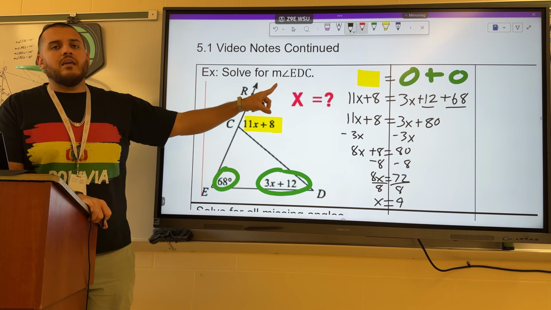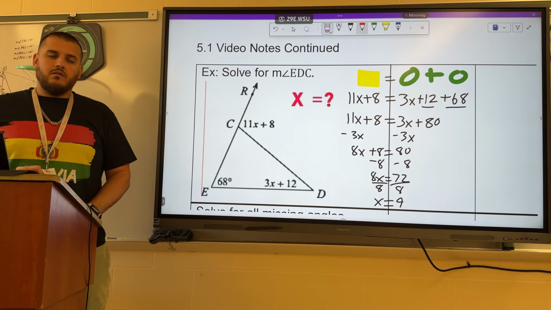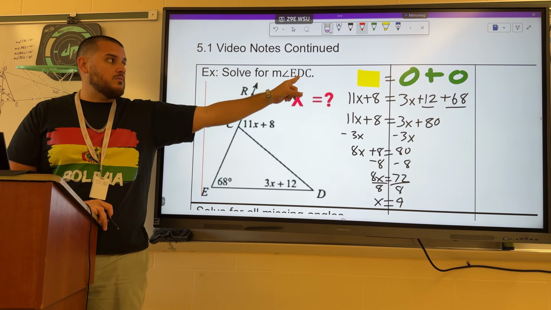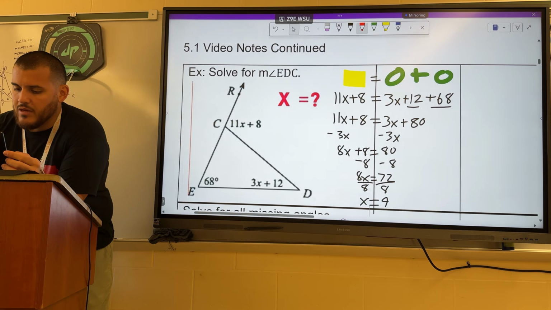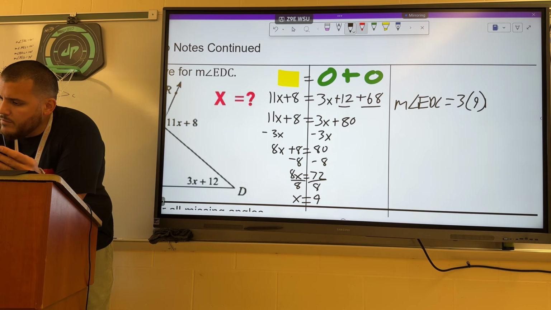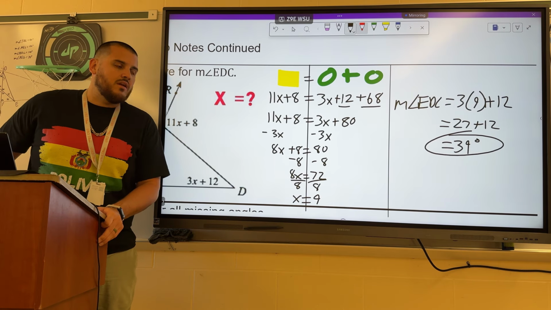But notice the instructions I gave here said to solve for the measure of angle EDC. Again, hopefully you've caught on how we can identify angles. 3 letters, the middle is the vertex, the middle letter is D, that's angle EDC, the 3x plus 12. So I'm plugging in my 9 into that 3x plus 12 for the measure of angle EDC. So 3 times our x of 9 plus 12. 3 times 9 is 27. 27 plus 12 will give us 39 degrees for the measure of angle EDC in this example.